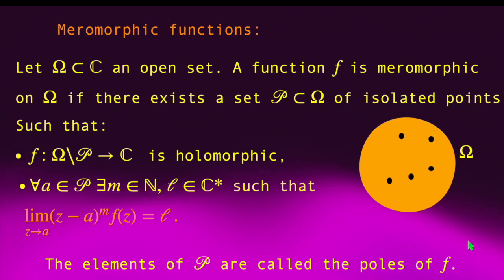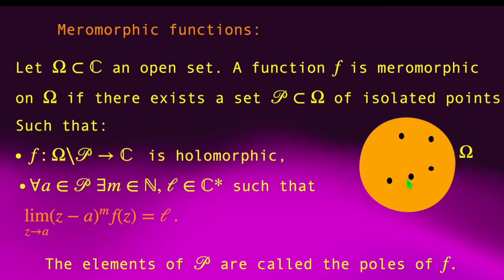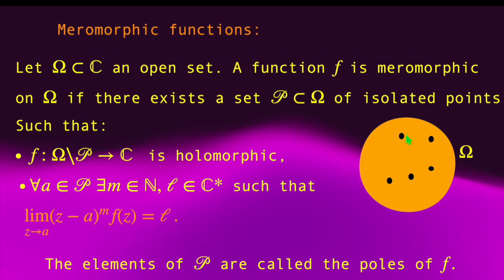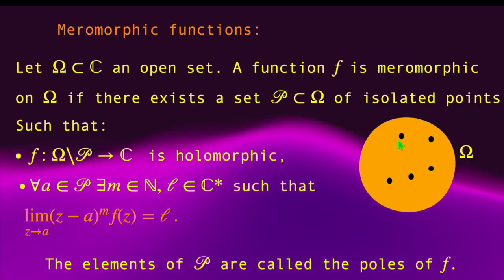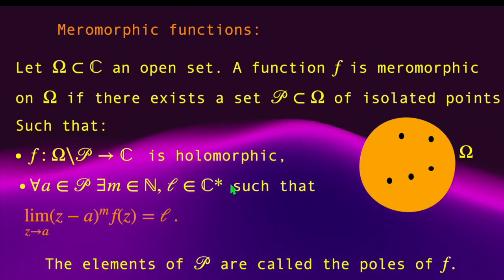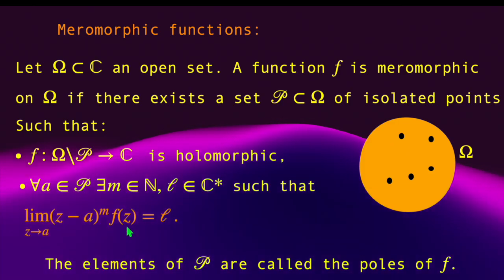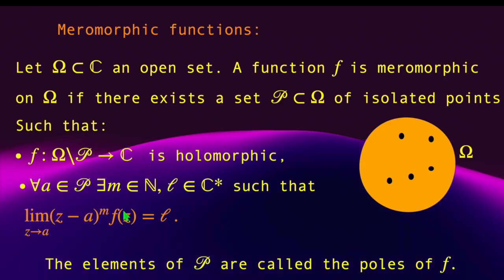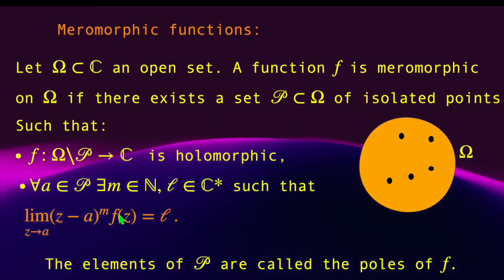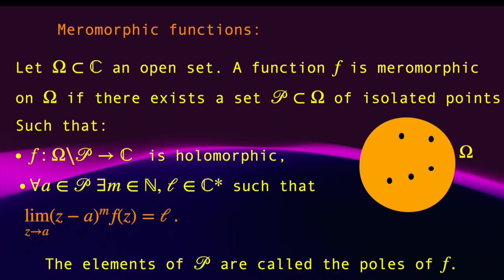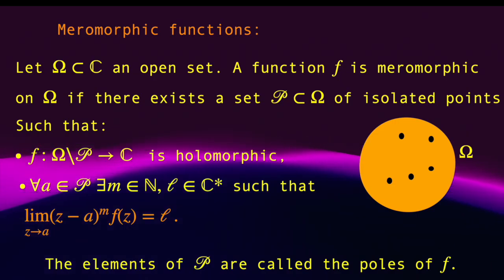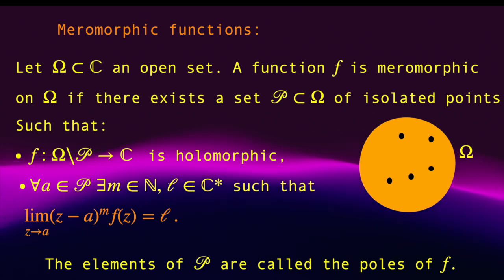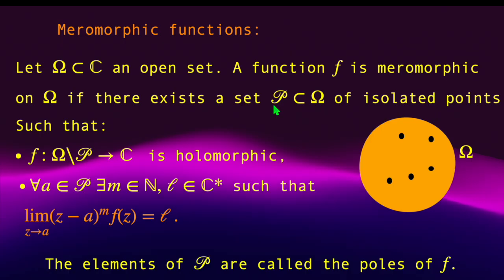So, roughly speaking, a meromorphic function is a function which is holomorphic on an open set, except on a set of isolated points, and near any singularity, this singularity can be controlled in this sense: f is equivalent to L over (z minus a) to the power M. Of course, any holomorphic function is meromorphic because in this case this set is just empty.